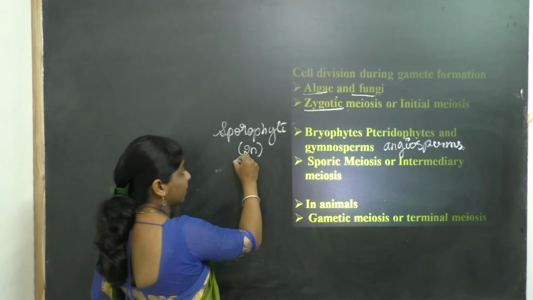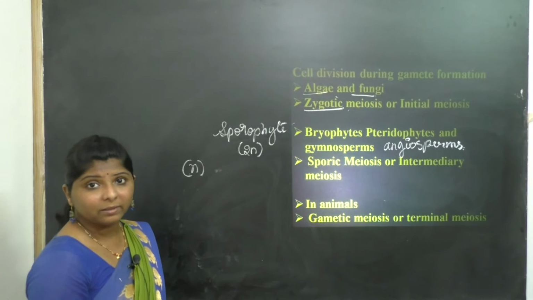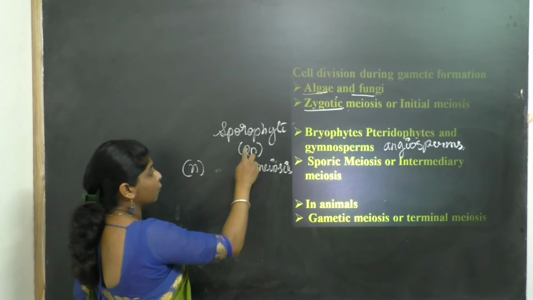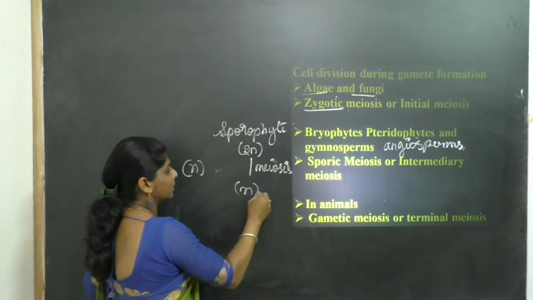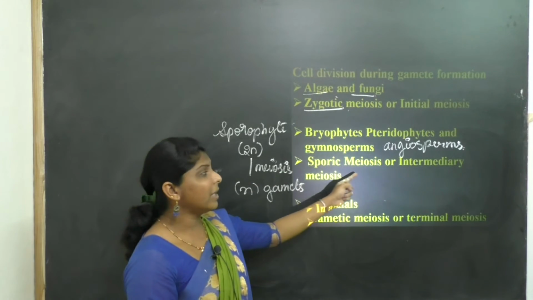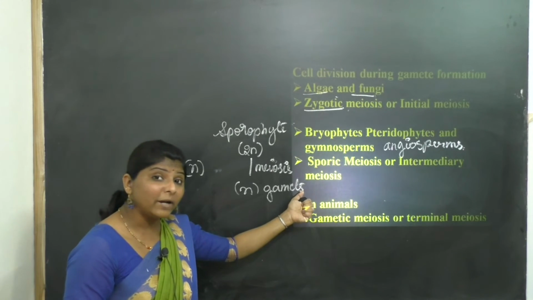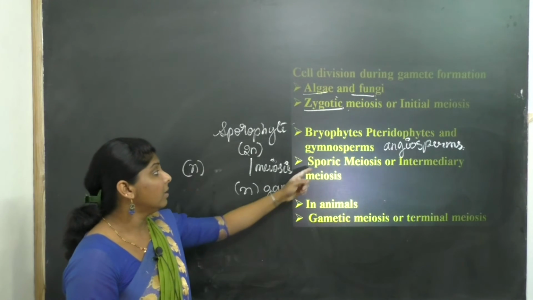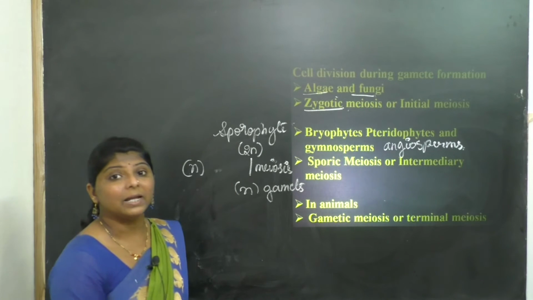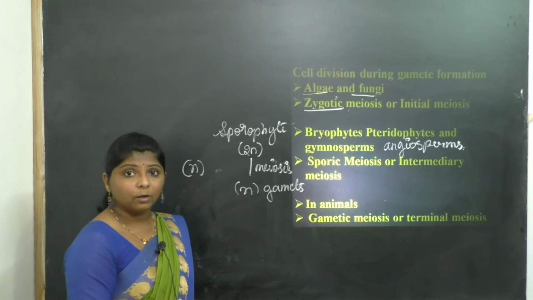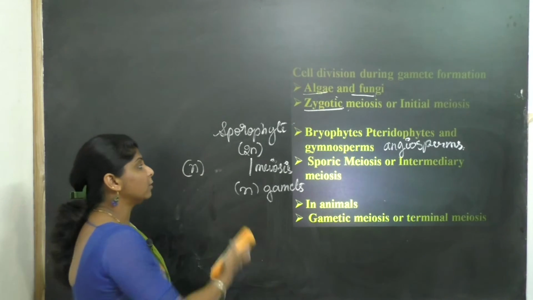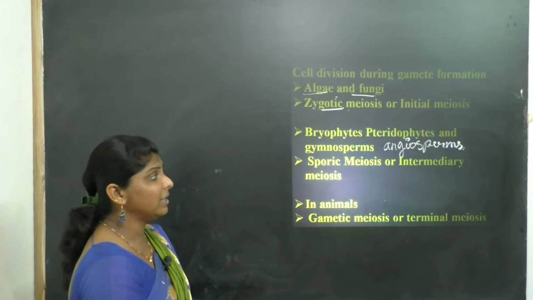Now gametes should always be haploid. So in the sporophytic stage, meiosis will occur and it results in the formation of gametes. Since meiosis occurs in this stage, this is called sporic meiosis or intermediary meiosis. In bryophytes, pteridophytes, gymnosperms and angiosperms, the adult plant body is a sporophyte, meiosis occurs in the sporophyte and then gametes are formed. So this meiosis is called sporic meiosis or intermediary meiosis.